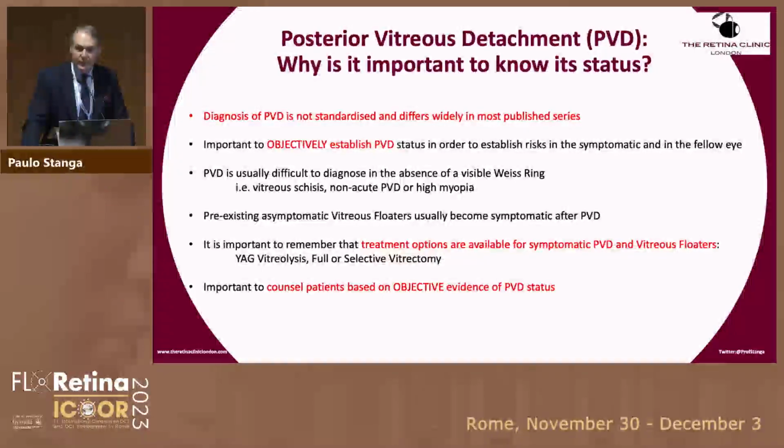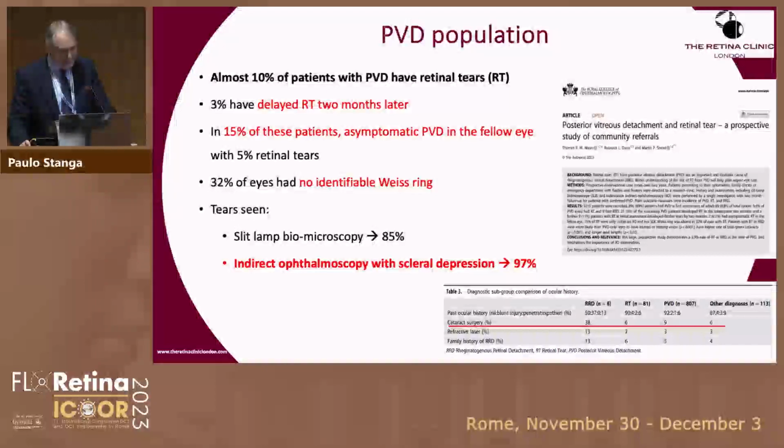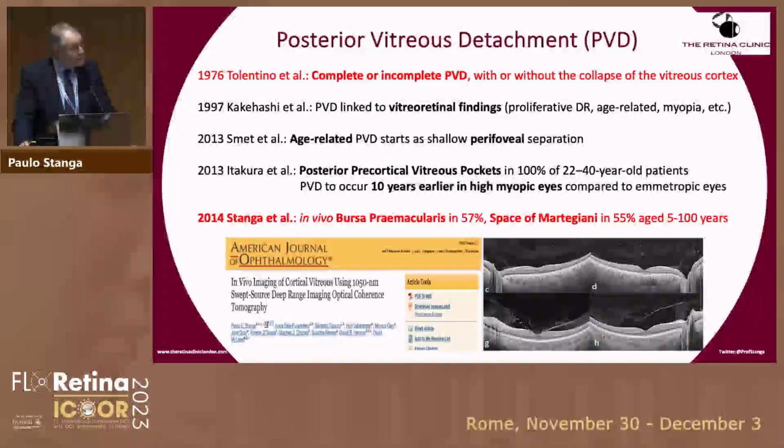Why is this important? Because we need to provide prognosis to the patient. We need to know whether the patient is out of risk of retinal tears. There are treatment options for vitreous floaters as well. So we need to be able to counsel the patient based on data. It is important to know that 1 or 2 out of 10 patients develop tears as a consequence of acute PVD. 3% of patients also can have delayed onset tears after PVD. So you want to know whether there is a PVD or not. Of course, all of these patients need to undergo indirect ophthalmoscopy with scleral depression.